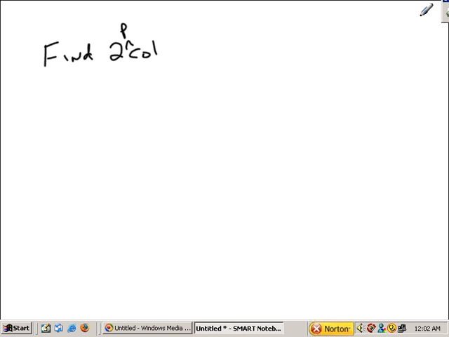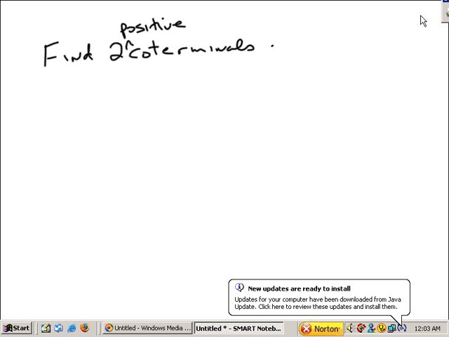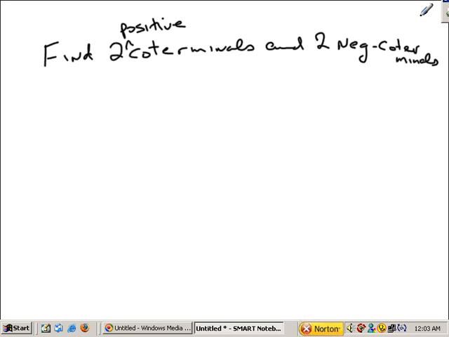find two positive coterminals, as well as two negative coterminals. Find two positives and two negatives for each given angle.